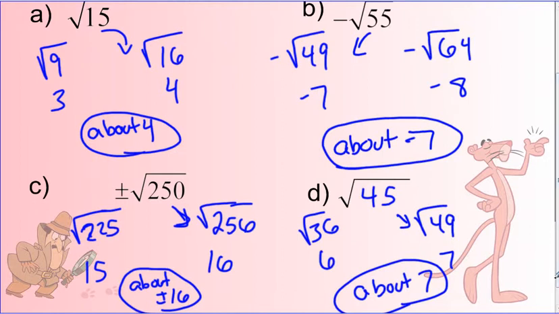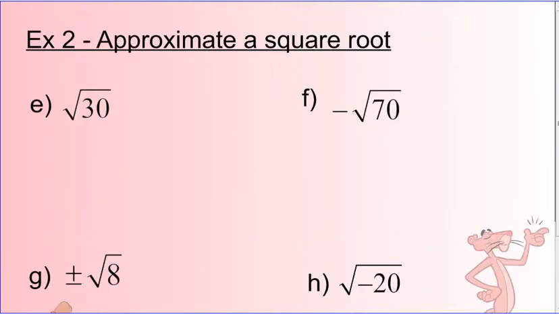So you look at the chart we made, the perfect squares and their square roots, and you see which numbers are closest to the number they give you. Then you just kind of estimate. In my letter D here, 45 was closer to 49 than it was to 36, so I said it's about 7. Please do letters E, F, G, and H right now. Pause the video, do them on your own, and we'll get back together here in just a minute.